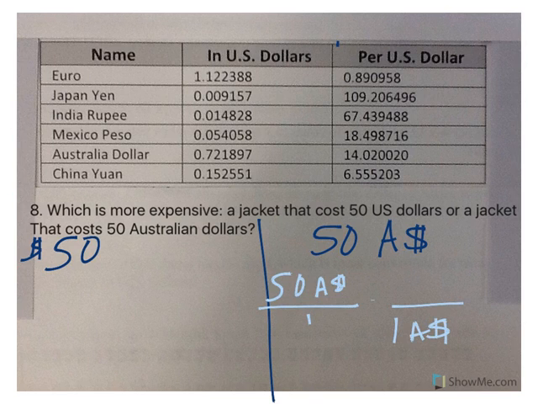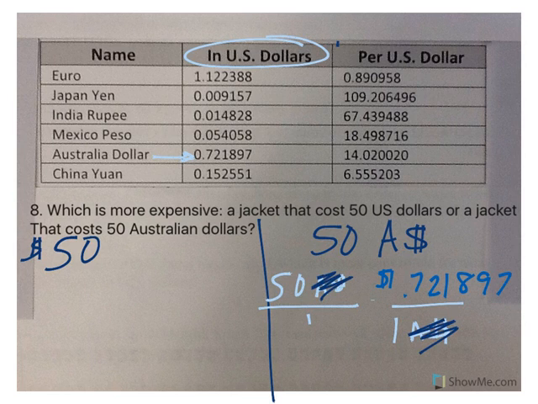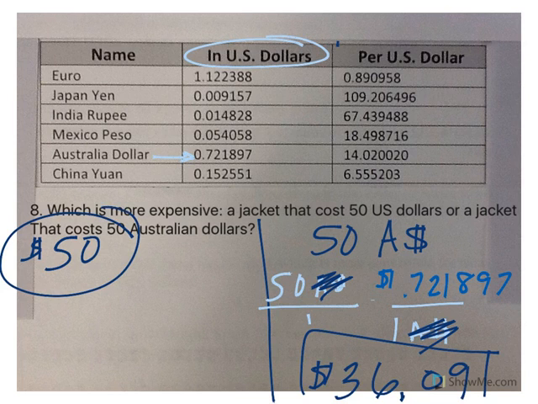So 1 Australian dollar, changing it here, would be the same as 0.721897 American dollars. So that makes the Australian dollars cancel out. I'm changing this to American. When I multiply 50 times that number, I end up with $36.09 in terms of American dollars. So now we can compare these two values. Which is more expensive? 50 US dollars is more expensive because 50 is greater than 36.09.